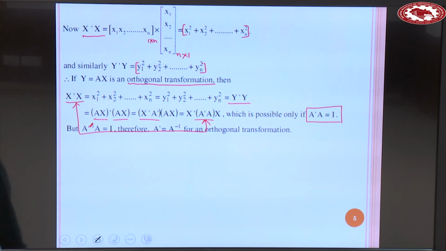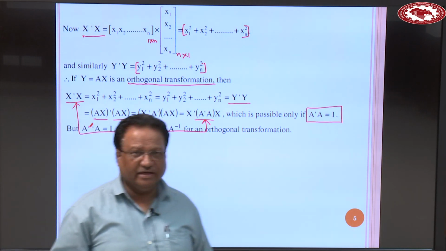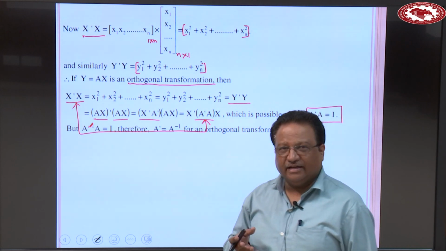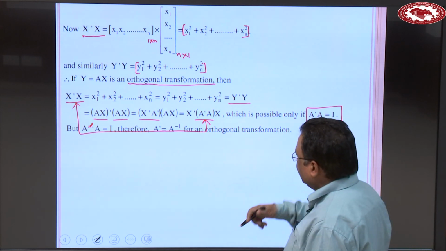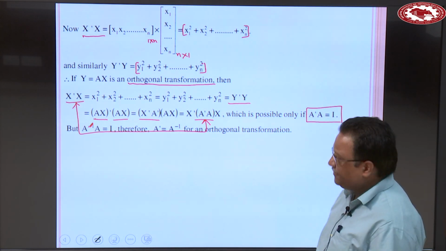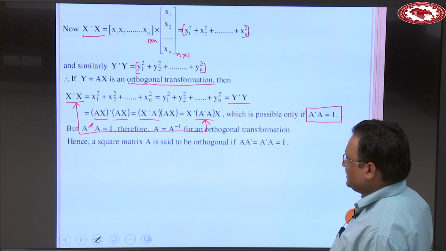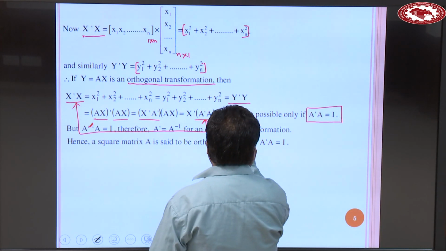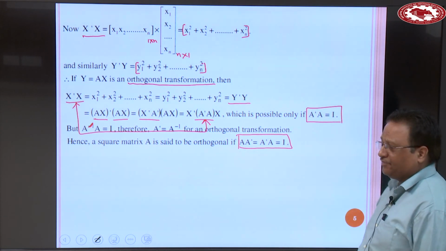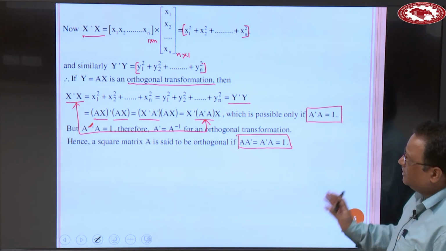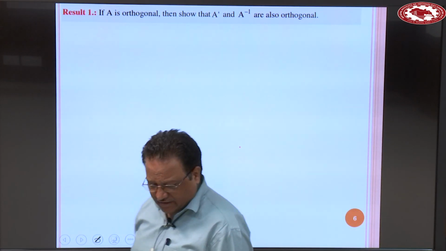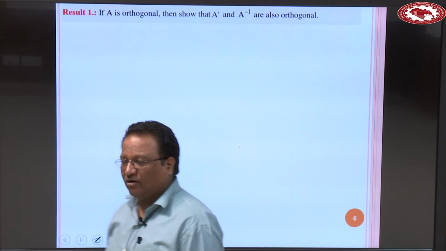तो ये जो orthogonal transformation की जो definition है, okay? A square matrix is said to be orthogonal if A dash A is equal to I. In other words, A dash is equal to A inverse. Okay. So, hence a square matrix A is said to be orthogonal if A dash A is equal to I. Clear? So, this is all about transformations. Okay. Now, we have three important results related to orthogonal matrix, orthogonal transformation.